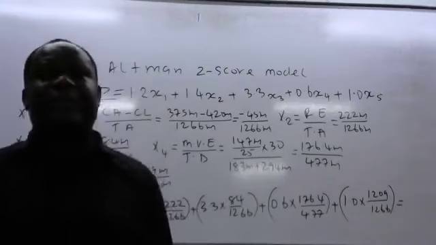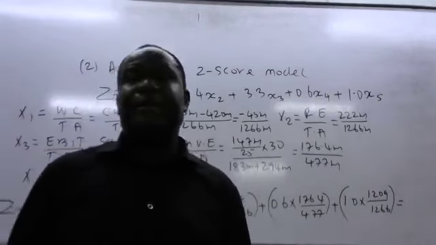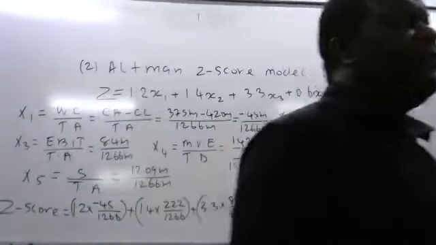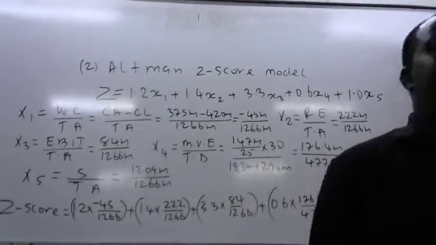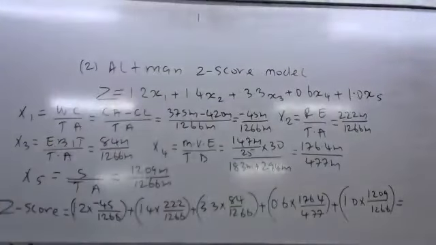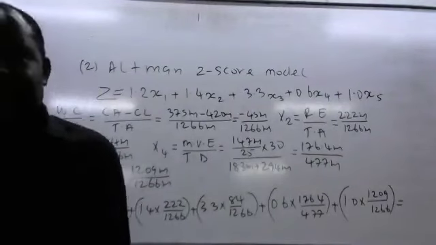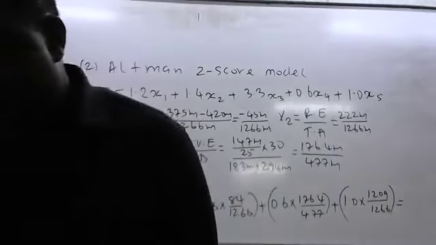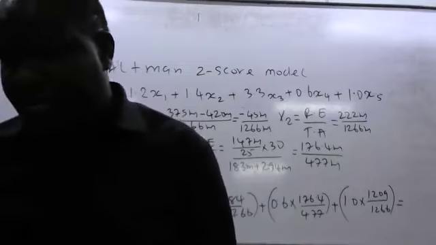So now the advice is that since the z-score is less than 1.8, it indicates that the company will fail. So that was the advice, where the question required you to calculate the z-score and also comment.